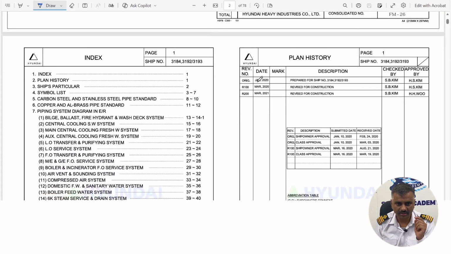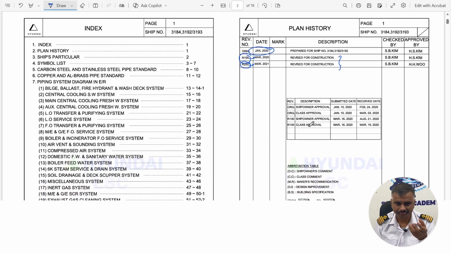Okay, so before starting that, we can see there is a history of this diagram. So this was originally made in January 2022. You can refer to your vessel's diagram and you can come to know where the revised diagrams came in. So first revision was done in March 2020, then a second revision was done again, revised for construction. So they were revised, and these are the revisions. R100 means revision. So when you see in your diagram R100 or R something, that means that is a revision.